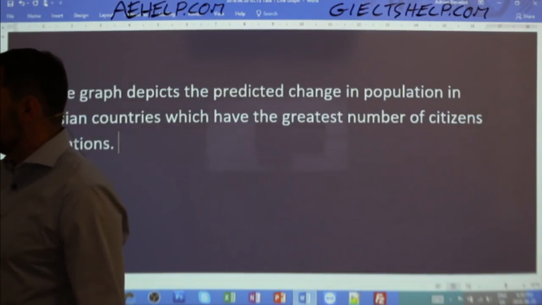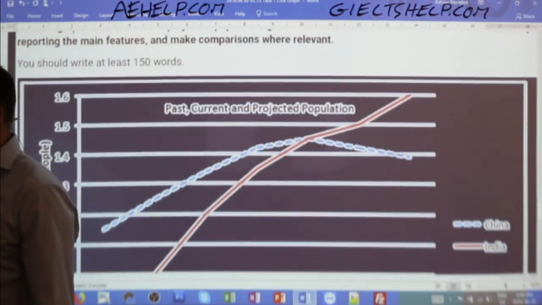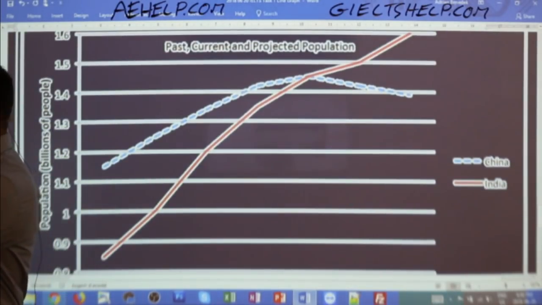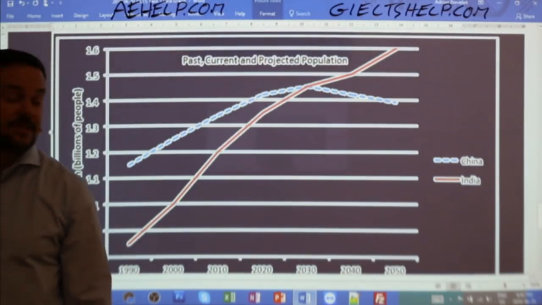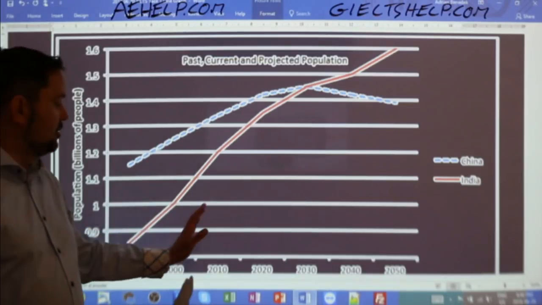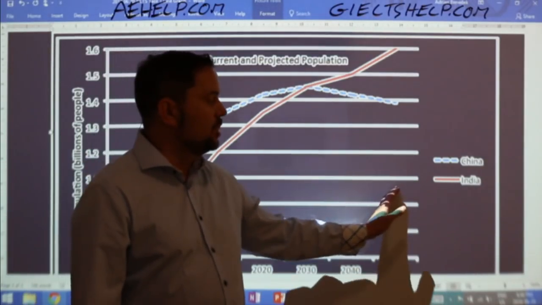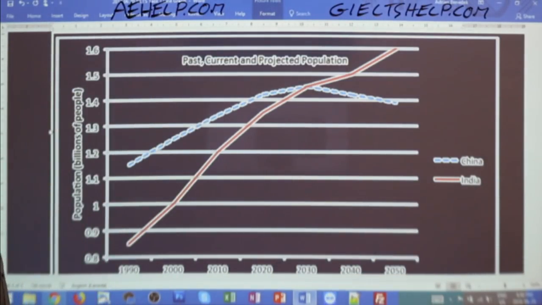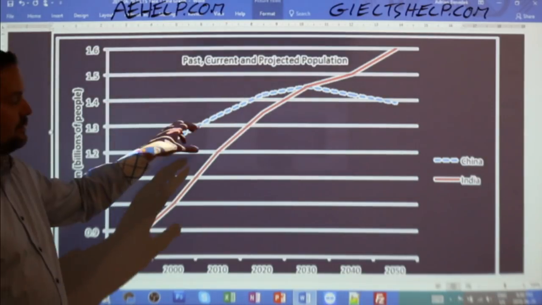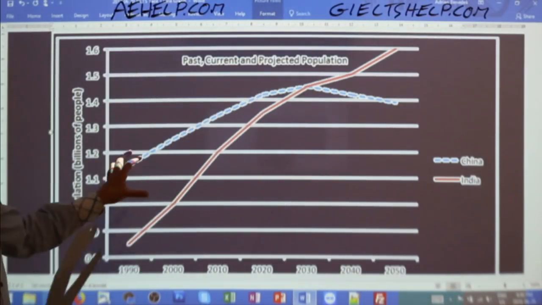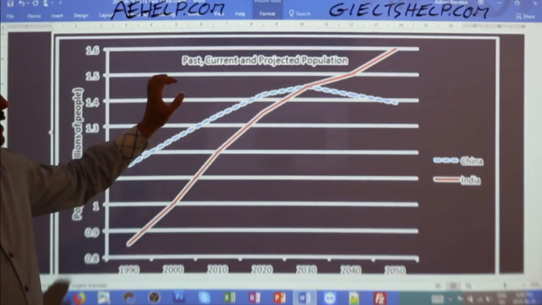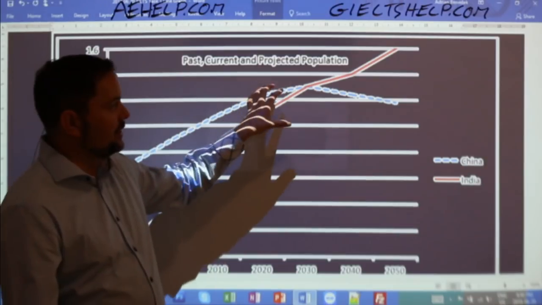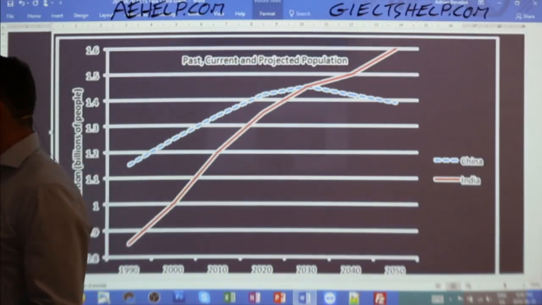So a lot of times students ask me, well, what tense should I use when I'm writing about a graph? Well, that depends. What kind of a graph are you looking at? So if you're looking at a graph like this one, where you see the past, you see the present, and you see the future, then you will be using all three tenses when you're talking specifically about the population. When you talk about the graph itself, you use present tense because it is now. You're looking at the graph now. So keep that in mind, okay?